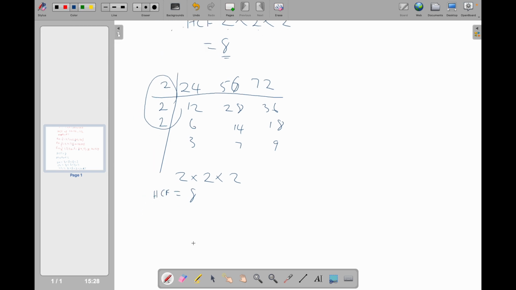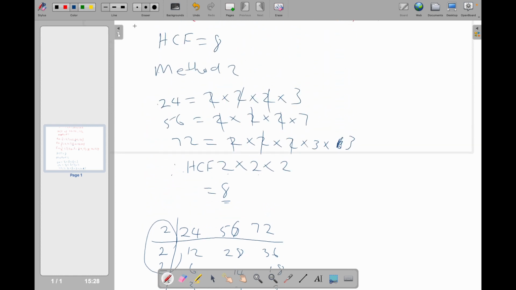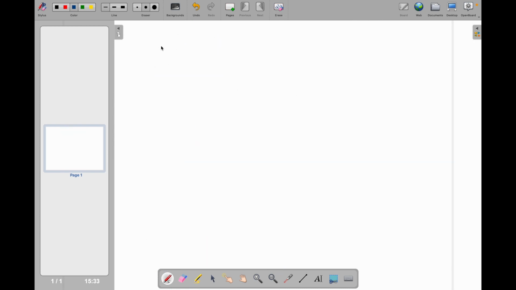Okay, so that was all about highest common factor. Let's have an example of lowest common multiple. Okay, so let's clean this. Let's try another example on finding the lowest common multiple. So here we say find the lowest common multiple of 18, 60, and 90.